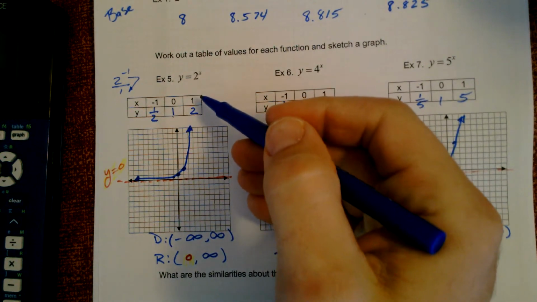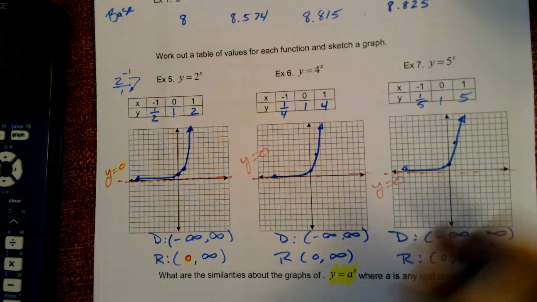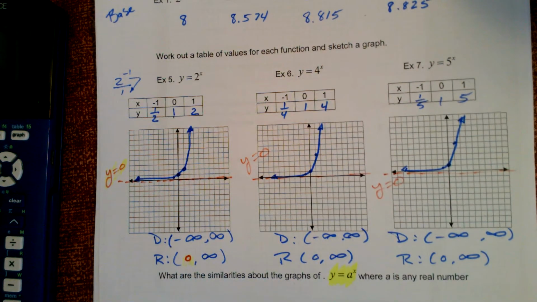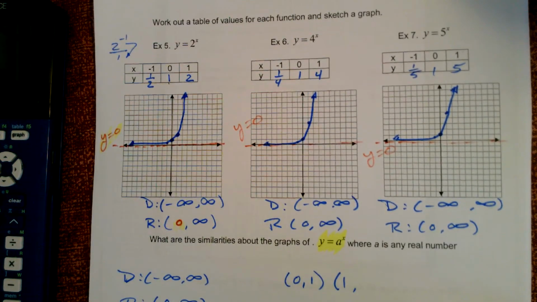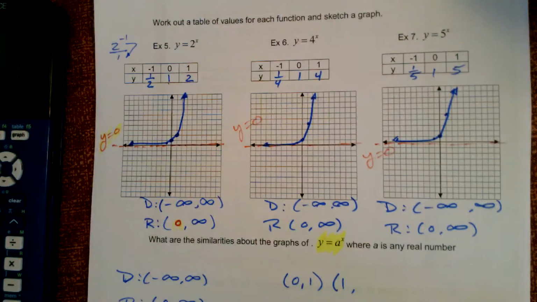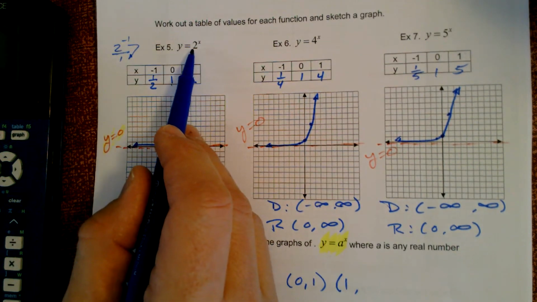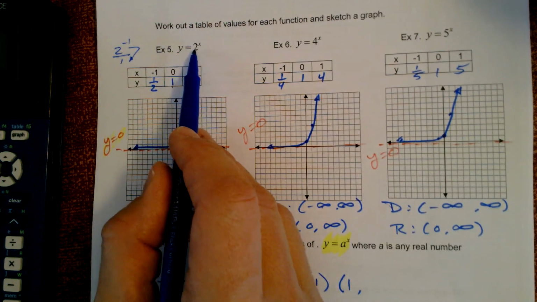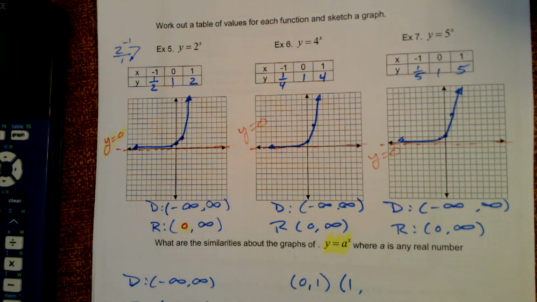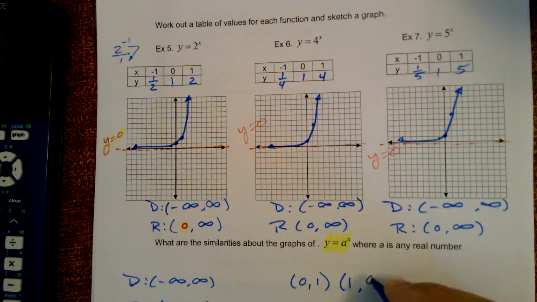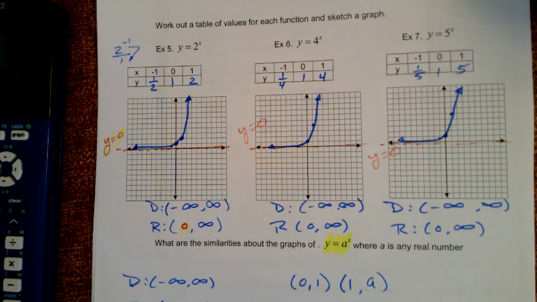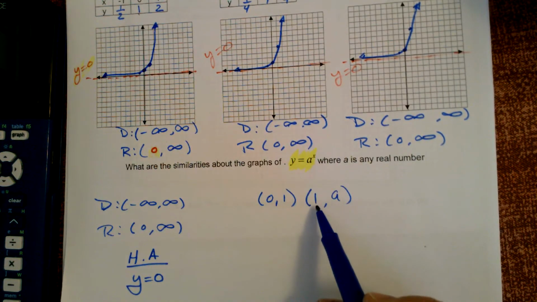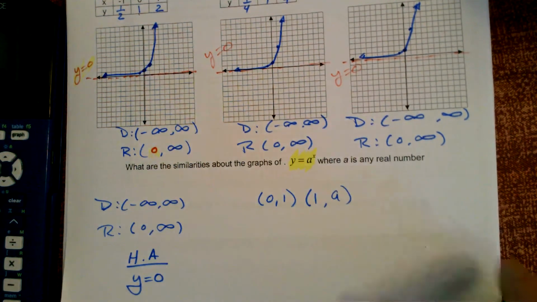When I plugged in 1 on this one, I got 2. When I plugged in 1 on this one, I got 4. When I plugged in 1, I got 5. So when I plug in 1, what do you get? Same number. Yeah, I get this guy. What's that thing called? That's the exponent, right? And then what's the big number? It's the base number. The base. It's all about the base, about the base, about the base. No trouble. Yeah, so we get the base. So if my base is a, then we could say it's (1, a). Okay, that's what I'm looking for.